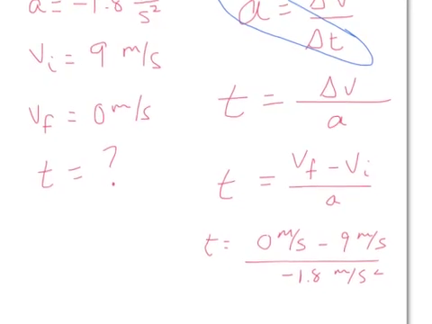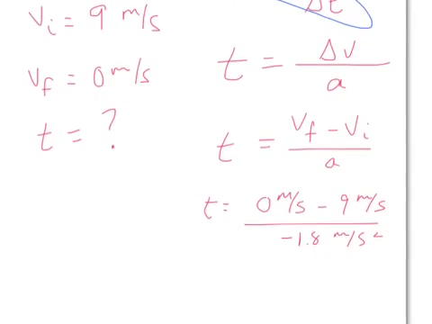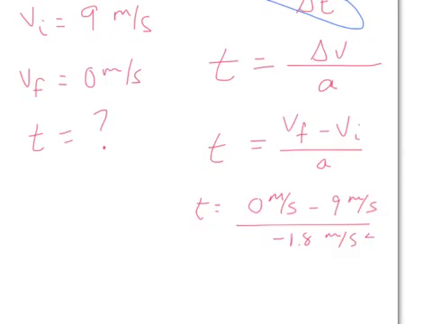I'm going to move up a little bit further. I know some of you are still writing. So we plug in: final velocity is 0, initial velocity is 9. 0 minus 9 is negative 9 over negative 1.8. The meters cancel. One of the second units cancels, leaving behind seconds for time. What do I get? 5. Units? Seconds. Good.